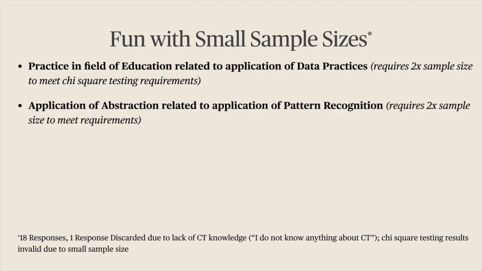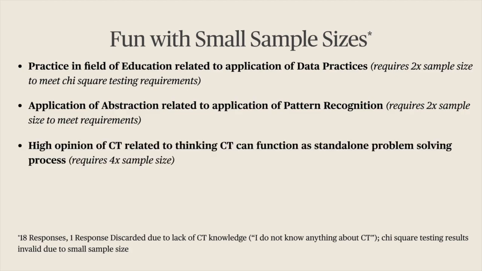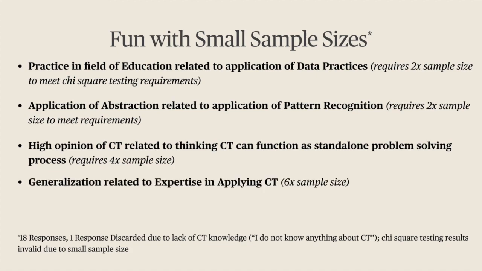Application of abstraction is related to application of pattern recognition, and this made sense to me, as this is what we teach in our professional development. A high opinion of computational thinking is related to thinking computational thinking can function as a standalone problem-solving process. This was good to see. I agree with this relationship. Generalization is related to expertise in applying CT. And this was interesting. So those who are really good at using CT seem to use generalization more.